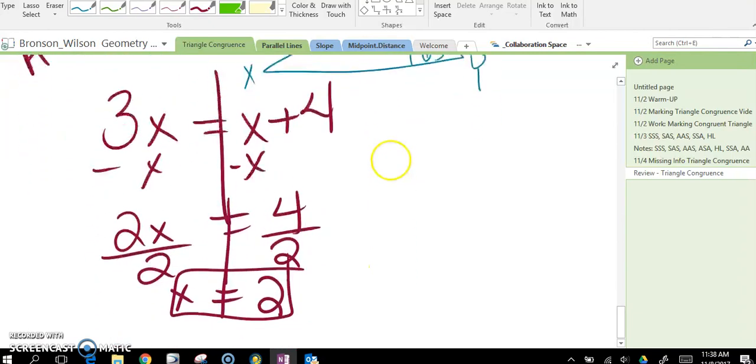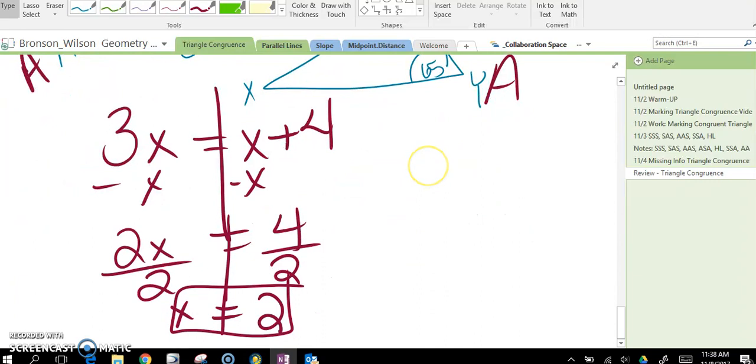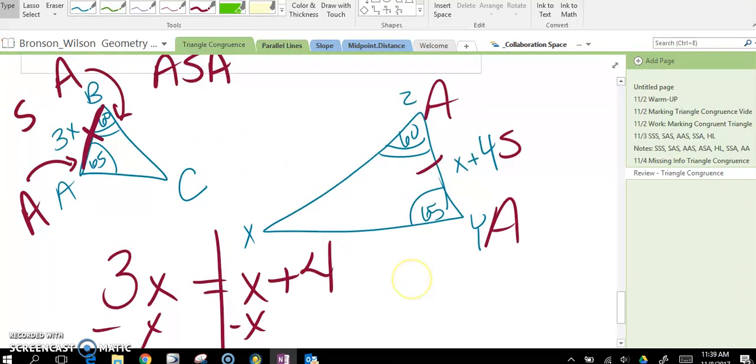Okay, so now let's plug it back in. 2 times 3 is going to be 6, and then 2 plus 4 is 6. So therefore, these are now congruent by A, S, A. So the triangle is congruent as long as x would equal 2.